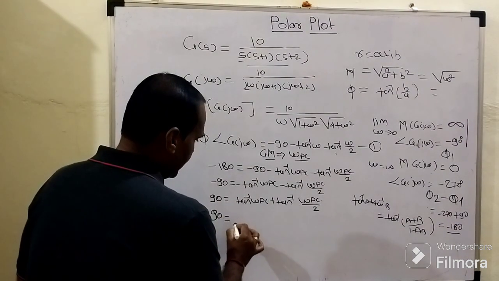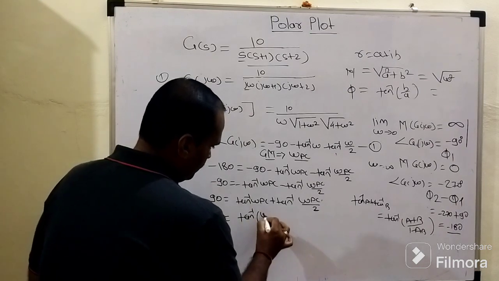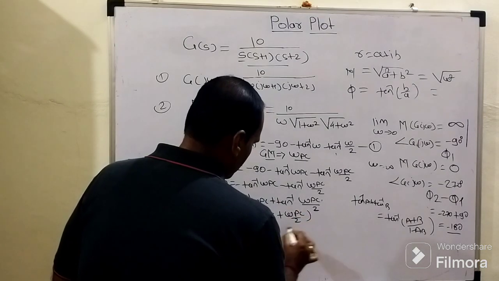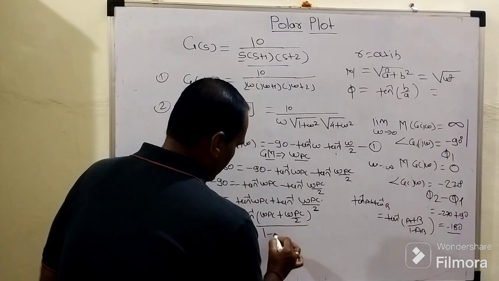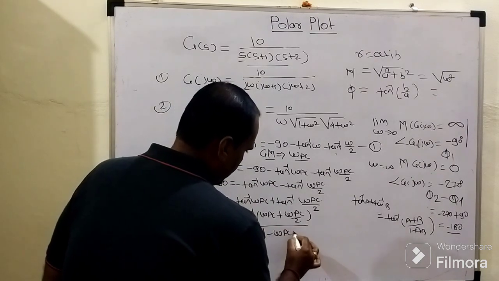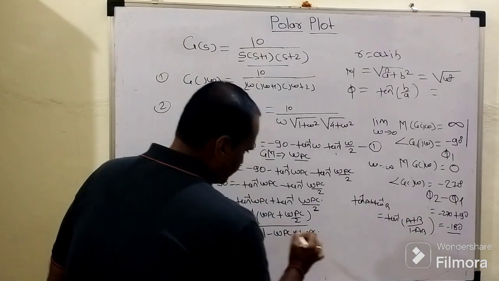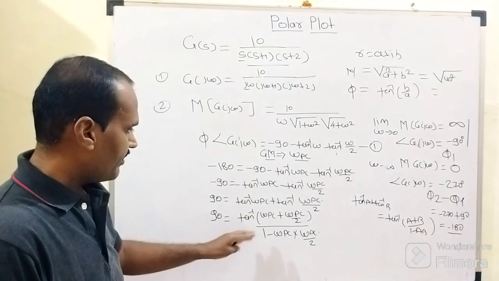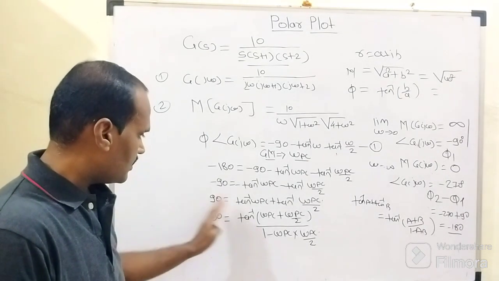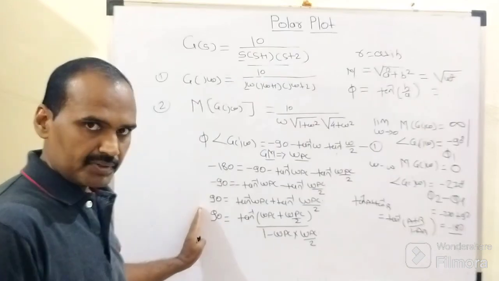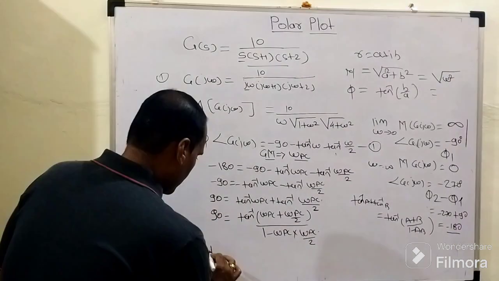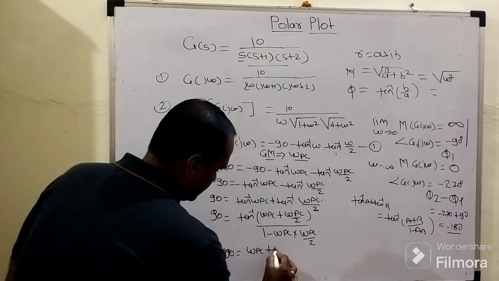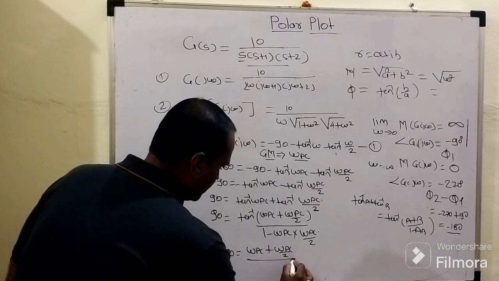As a result, it becomes 90 degrees equals tan inverse of (omega PC plus omega PC by 2) divided by (1 minus omega PC into omega PC by 2). Then further simplification: the tan is shifted to the left hand side, and it becomes tan 90 equals, with the remaining term as it is, omega PC plus omega PC by 2. Its denominator will become what?